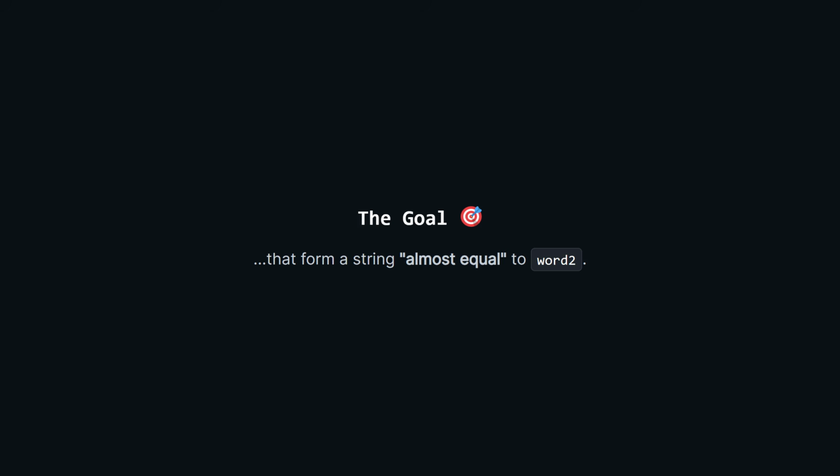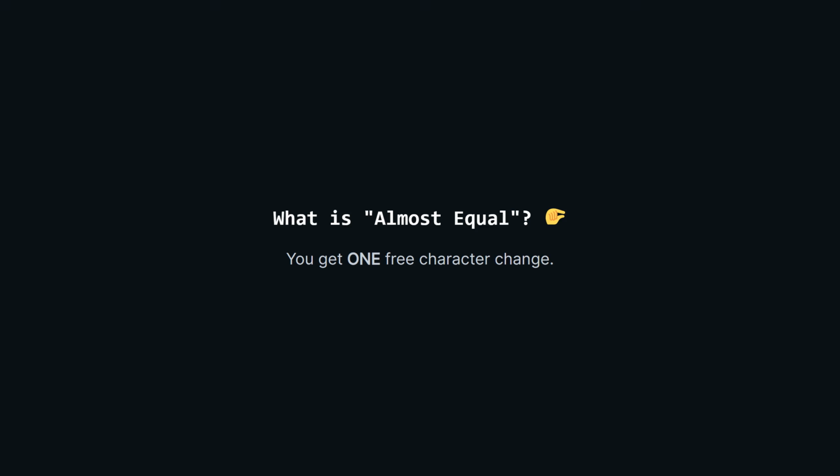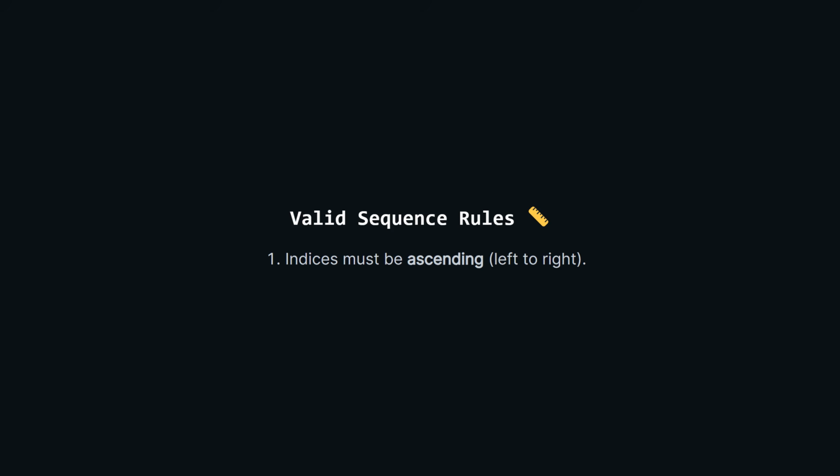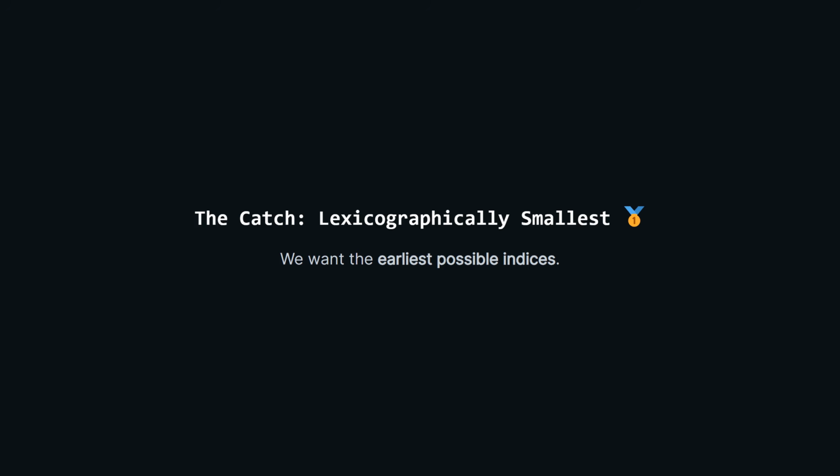When we take the characters at those positions, they need to spell out something that is almost exactly the same as word2. What does almost equal mean? It means we are allowed to have exactly one mismatch. We get one free pass to change a character in our sequence to make it match word2 perfectly. There are a few rules for our sequence of positions. First, they have to be in increasing order, meaning we have to pick letters from word1 moving from left to right. Second, as we just covered, the string those letters form must match word2, using at most one of our free edits.